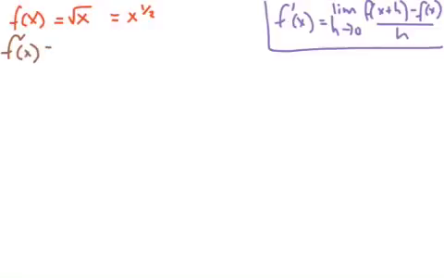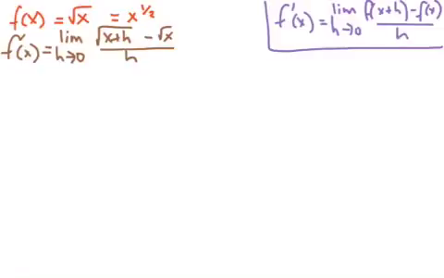f dash x is equal to the limit as h tends to 0 of the square root of x plus h minus the square root x, all over h. Okay, so this, now, you can't easily subtract square root of x from square root of x plus h. You just can't do stuff with this.